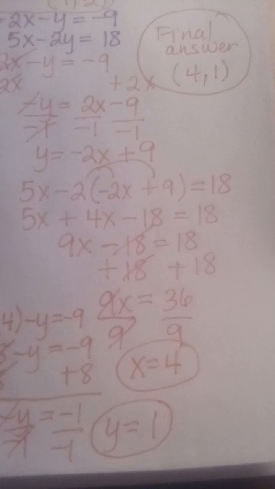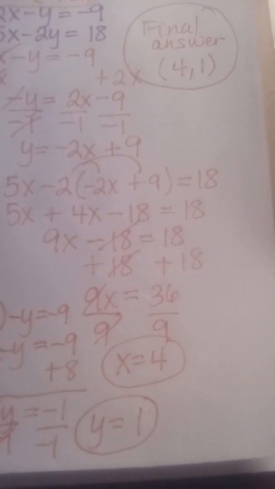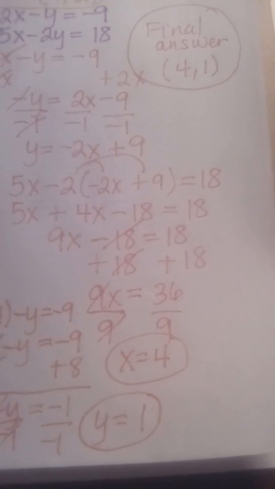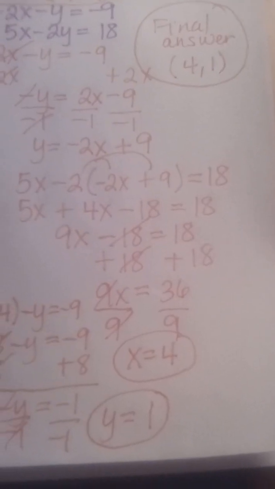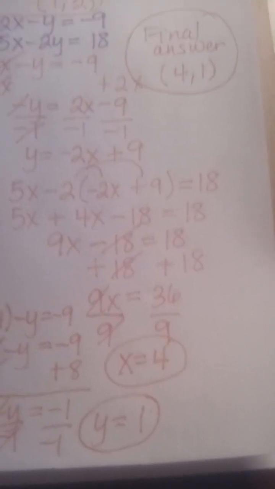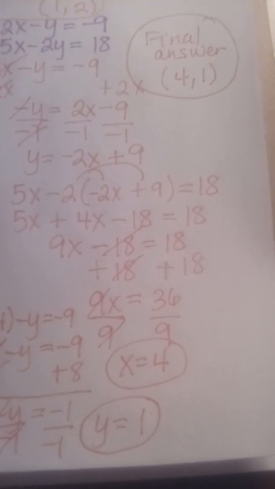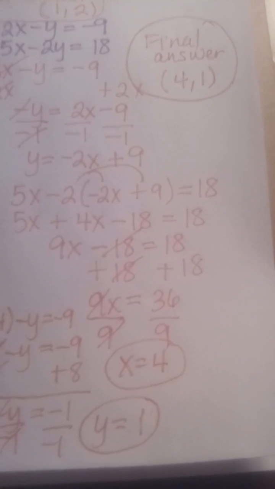Once you have 9x equals 36, you divide both sides of the equation by 9. Cross out the 9s, bringing down the x. And then 36 divided by 9 gives us 4. Now we have found the variable x. So far, so good, right?